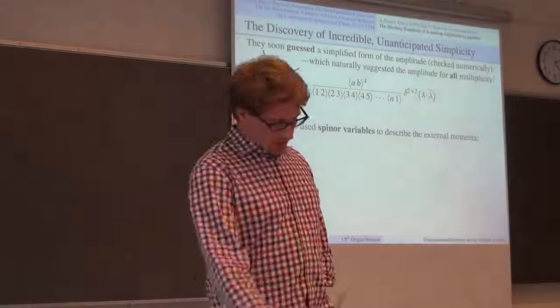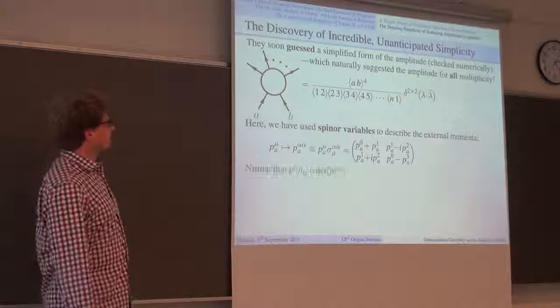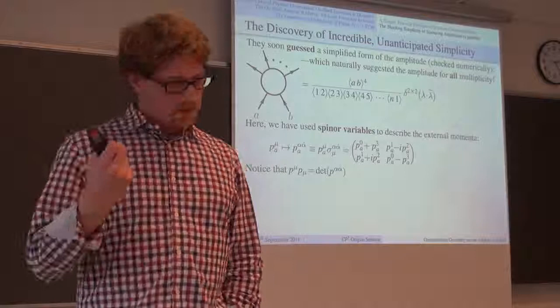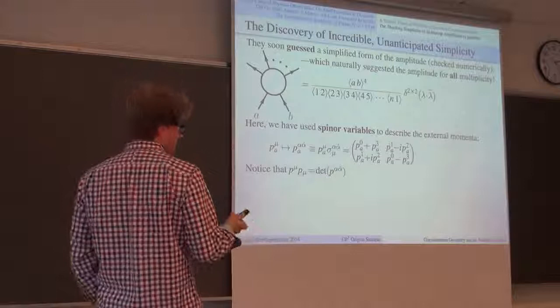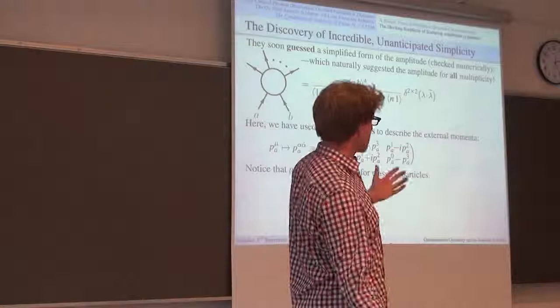Instead of writing a 4-vector for each of the external momenta, you can dot them into the Pauli matrices and get 2x2 Hermitian matrices for real momenta. And you can notice that the norm squared of the momentum is just the determinant of this 2x2 matrix. So instead of writing 4-vectors with the constraint that they are on shell, you can make it manifest that for a massless particle, you just write a 2x2 matrix with vanishing determinant. And there's a very easy way of making a 2x2 matrix with vanishing determinant, which is to write it as the outer product of 2 vectors.